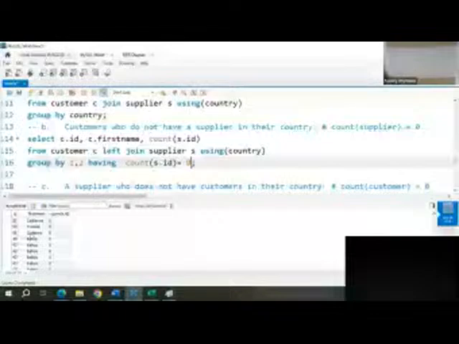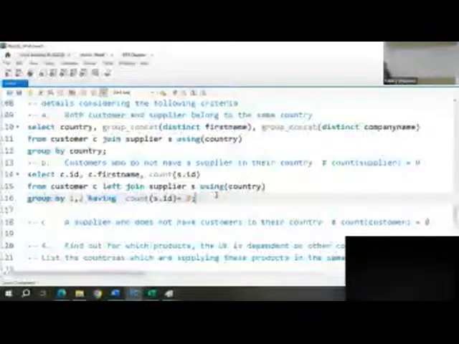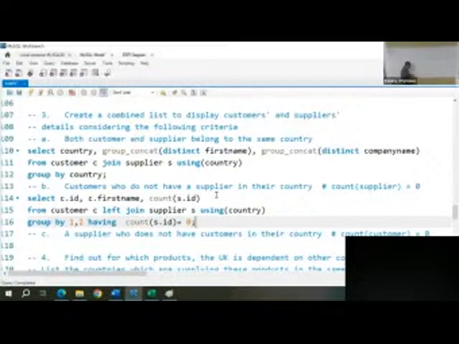Just do the exact opposite. You will get suppliers who do not have customers in their country. That is question number C. Try it yourself. Try to solve more questions. That is the only way out of making things easier actually.